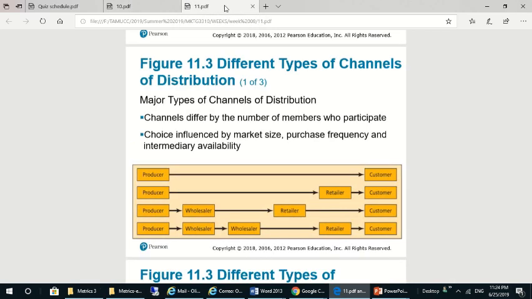And this metrics exercise also builds on chapter 11 in terms of distribution channels. Remember that not all producers or manufacturers of a product sell directly to the end final consumers, as we see here on this first type of channel on top of this illustration. But many producers, they will sell their products through intermediaries, through wholesalers or retailers or some combination like that.